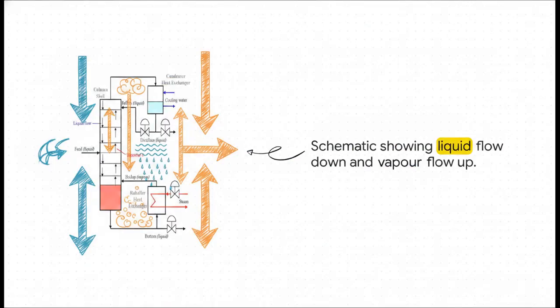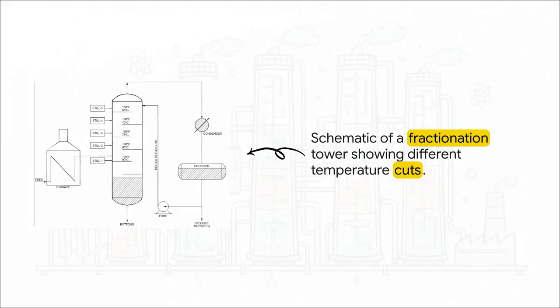Because of the difference in gravity between the liquid and vapor phases, the heavier liquid runs down the column, cascading downward from tray to tray. Meanwhile, the lighter vapor is rising up the column. As they pass each other, they're forced into intimate contact on every single tray, which is exactly what allows that mass transfer to happen.